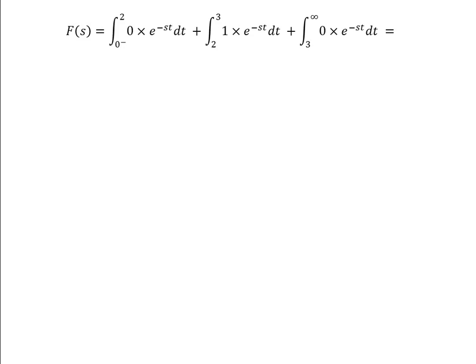So it's obvious that the first and third integrations are 0, so we have just the second integration. The integration of e^(-st) dt when t is varying from 2 to 3 will be -1/s e^(-st). Substituting the initial and final values, we will have F(s) equal to 1/s (e^(-2s) - e^(-3s)).